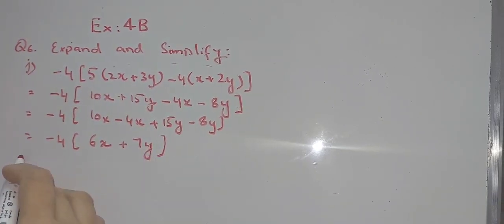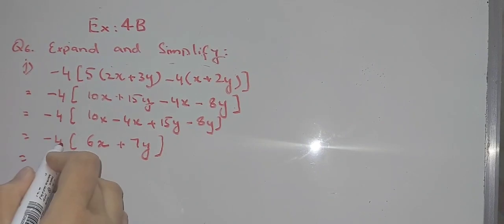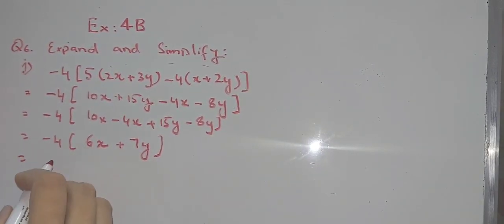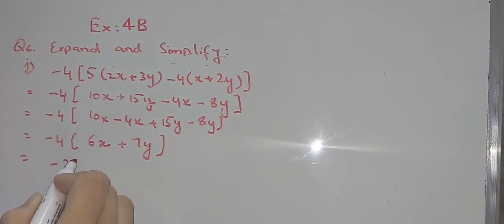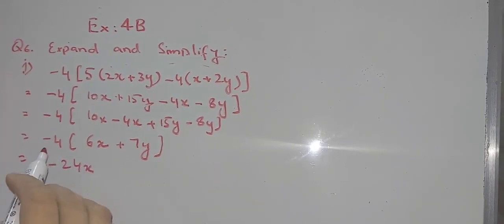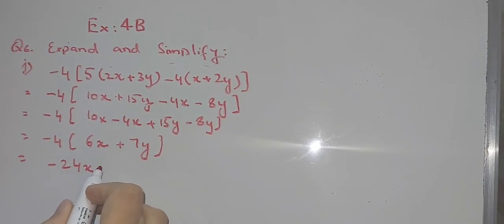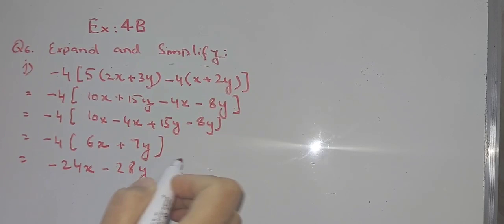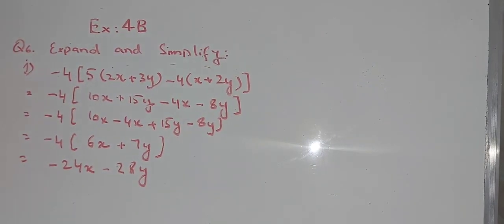So the bracket will come here. Now we have to multiply this minus 4 with these two terms. Minus 4 multiplied by plus 6x, it will become minus 24x. And minus 4 multiplied by plus 7y, plus minus minus, 28y. So this is the solution for the last part of question number 6. Okay. Now in the next video we will do question number 8.